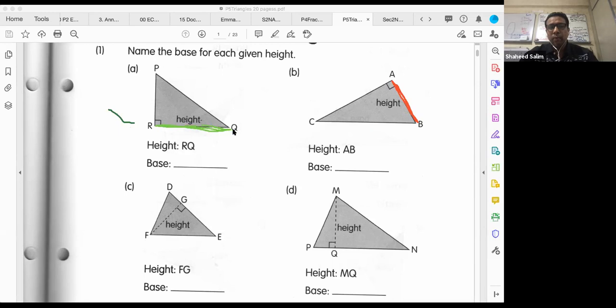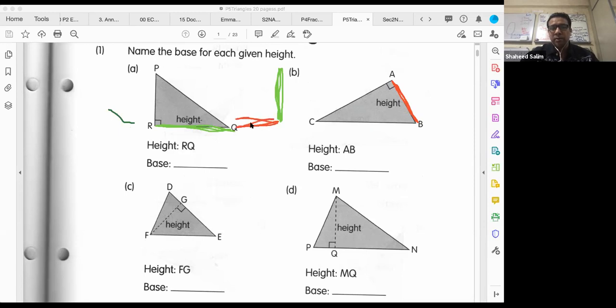Okay, where's the base? The base must meet the height at 90 degrees. That means now, if I am going to draw this triangle and make it stand, make a proper height down here. This is the height, right? So the base must be at the bottom here. So base at bottom is where? It must be like that.